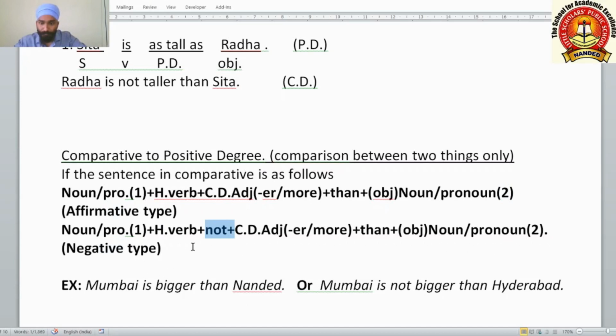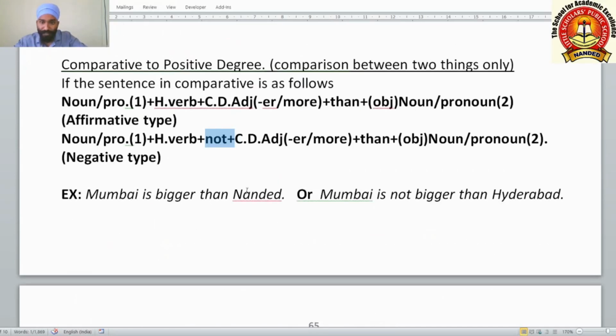So example, Mumbai is bigger than Nanded. Mumbai is bigger than Nanded. Here er form of the adjective is there. Now Mumbai is not bigger than Nanded. Here er form of adjective is there and not is used here. This is a negative sentence, this is a positive sentence. Affirmative means positive, in which not is not there.